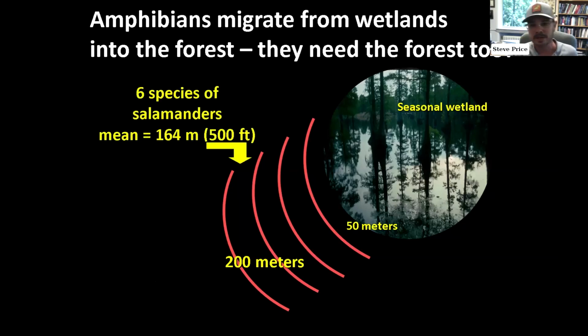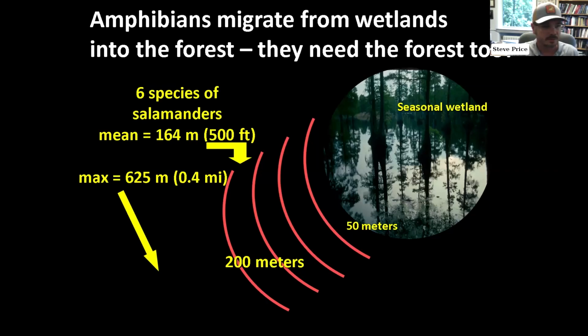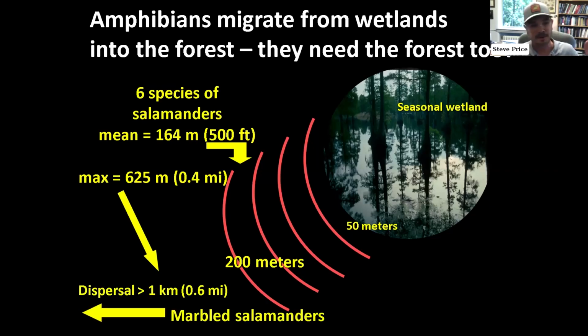A study looking at 6 different salamander species, some of these data collected from Kentucky, found they move about 164 meters or 500 feet away from these wetlands. So maintaining these areas around wetlands, forests, or other habitats specific to the species can really benefit these animals as well. The max distance recorded was 625 meters, and sometimes they move a great ways away from these wetlands, up to 1 kilometer. So maintaining connectivity within the landscape can be really important.